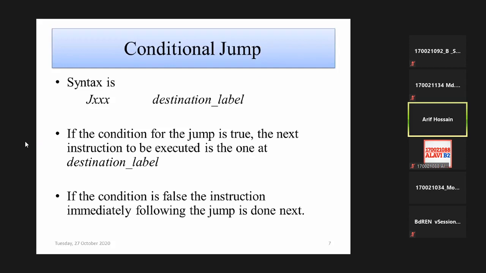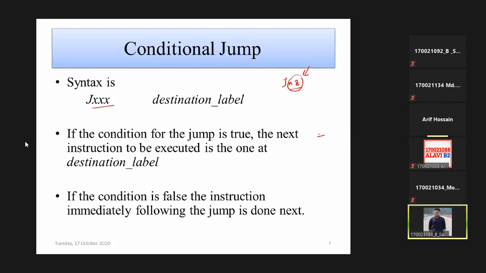Now look at the conditional jump. The syntax is that J will be fixed. After that, you can see that we have written xxx. In the first example, it was z and z. So instead of xxx, we use jump if not 0. Similarly, we can put a lot of things after J that will define various types of conditions, which you will come to know. Yes, sir.